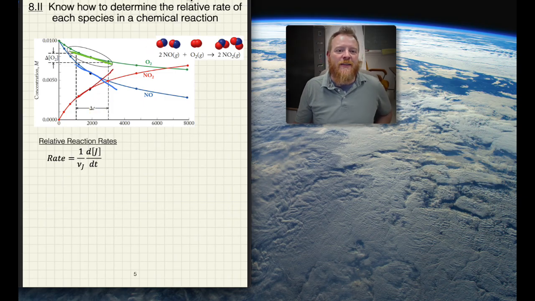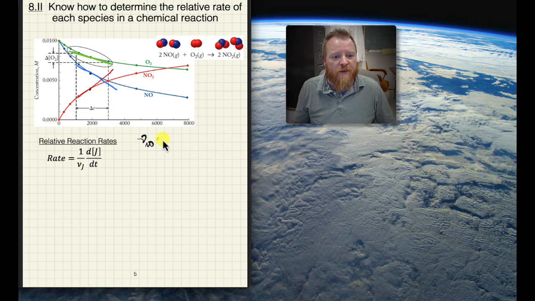So how do we get to that? How do we see those relative rates between each species? Well, if we take advantage of that definition with 1 over the stoichiometric coefficient, we will see just that. Okay, so let's start plugging all of this in. We'll write that the stoichiometric coefficient for NO, let's do the reactants first, is -2. The stoichiometric coefficient for O2 is -1. And the stoichiometric coefficient for NO2 is +2.